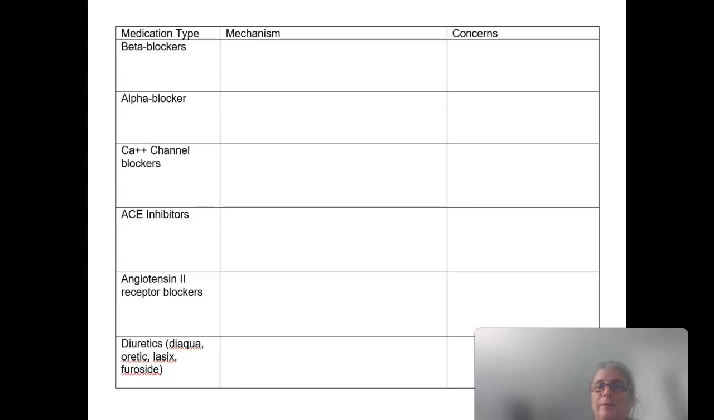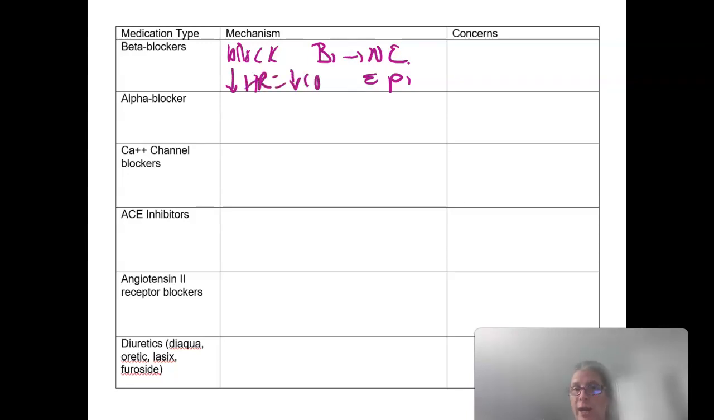So beta blockers. We know that they block the beta-1 receptor from norepinephrine. Now, when epinephrine is released in your blood, it also binds to it. In fact, epi seems to affect your heart more. So if you block the beta-1 receptor, it prevents the heart rate from rising. So it keeps your heart rate low. And then we said that would decrease your cardiac output and decrease your blood pressure.